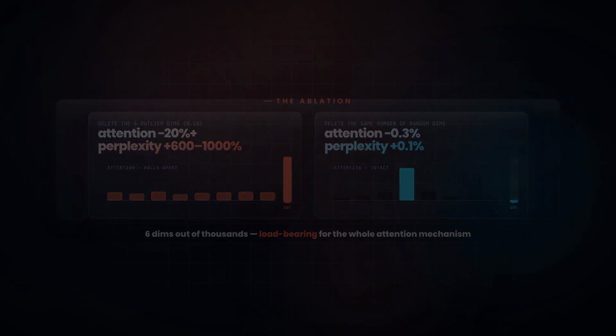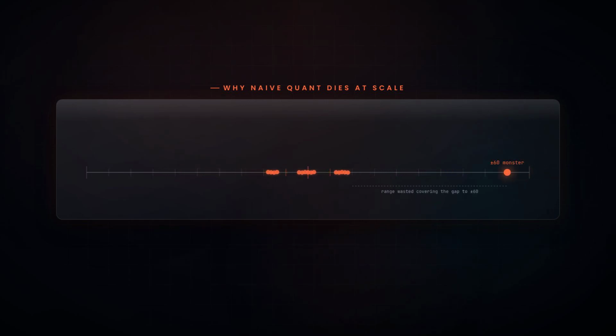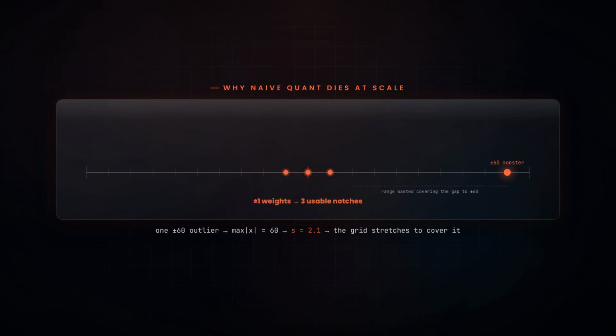The model has spontaneously organized itself around a few very loud channels. And that's why naive quantization dies at scale. Your 8-bit grid has 1 scale factor per block. It has to stretch to cover those plus or minus 60 monsters, which means the ordinary plus or minus 1 weights get squeezed into 2 or 3 usable notches. You've spent your precision on 6 columns and starved the other 99.9%.